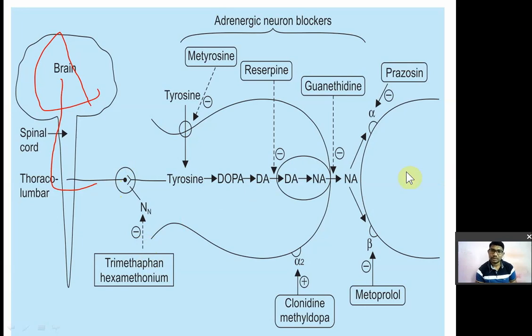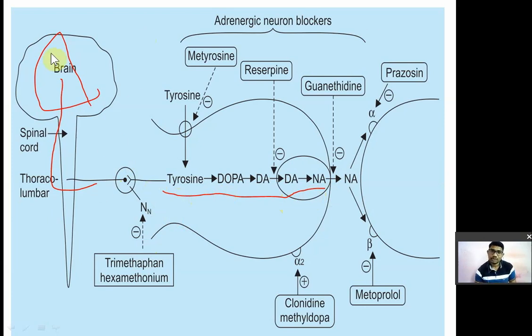So there will be an increase in the synthesis of noradrenaline. Noradrenaline is synthesized from tyrosine. Tyrosine will be converted to dopa. Dopa will be converted to dopamine. Dopamine will be converted to noradrenaline. It will be stored in the synaptic vesicle and it will be released upon stimulus.